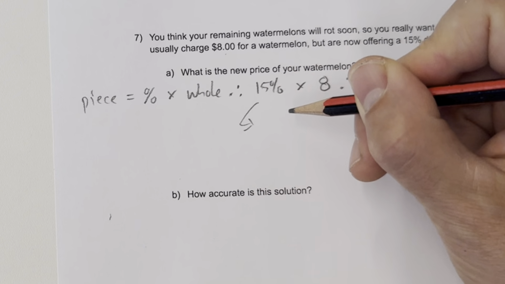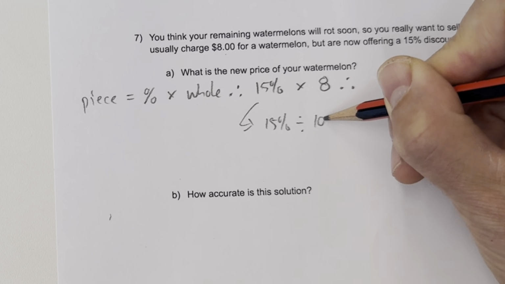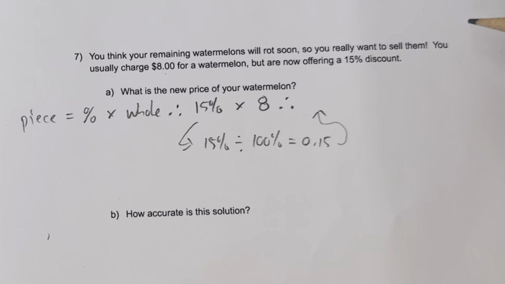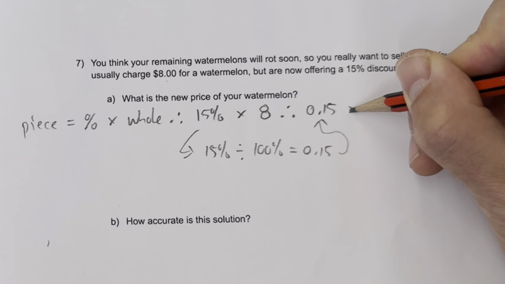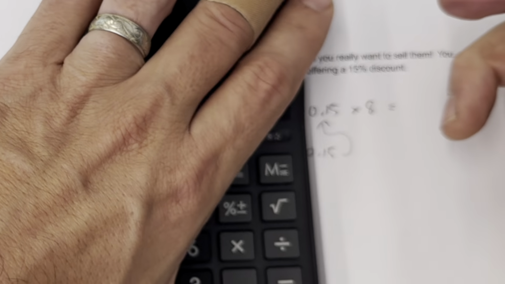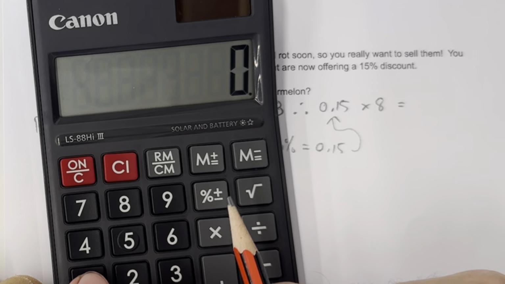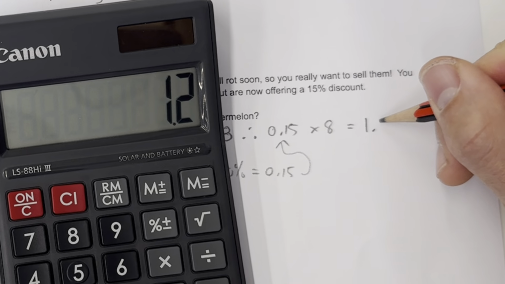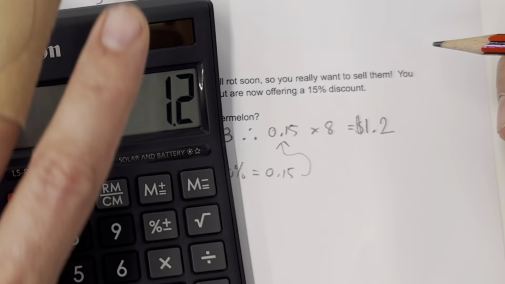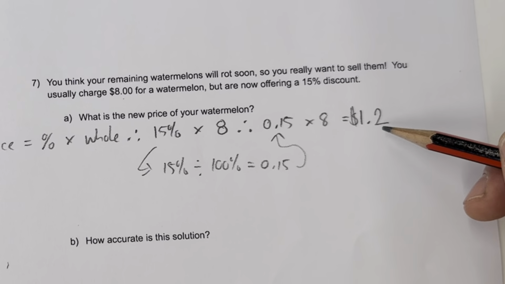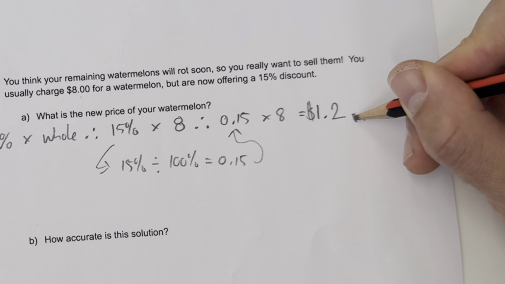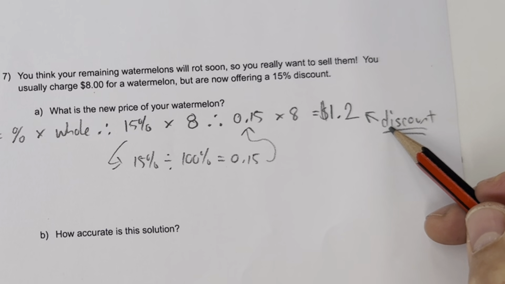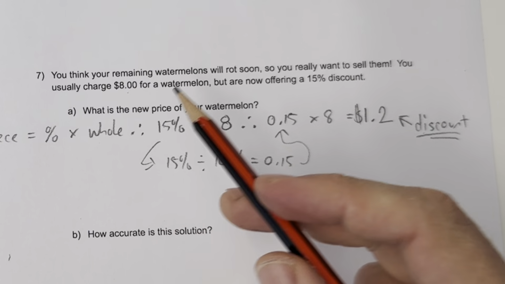Once again, doing this song and dance, 15% divided by 100% gives us the decimal of 0.15. That can go there. 0.15 times 8. Okay, let's see what it is. 0.15 times 8. We get $1.20, or 1.2. Okay. Now, that is our discount. Okay, that's how much we take off. Discount. But the question said, what is the new price? What is the new price of our watermelon?